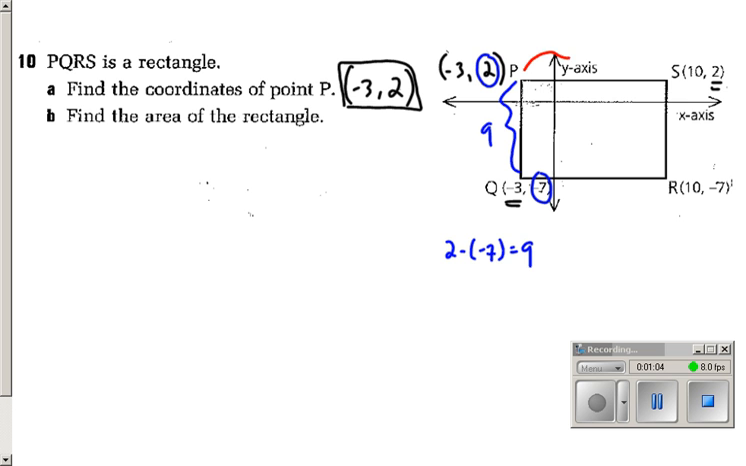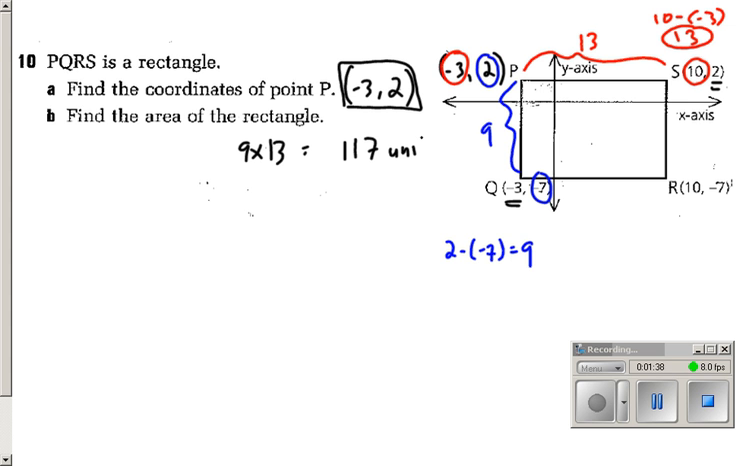Horizontally, I can look at P and S. You go from -3 to 10, which is a horizontal change of 13. And again, if you didn't see that, I could do 10 minus -3 and get 13 that way. So you have a rectangle that's 9 by 13. 9 times 13 will give you its area. So 9 times 13 in your calculator should give you 117 square units, because you're talking about area. Okay, so that was number 10.